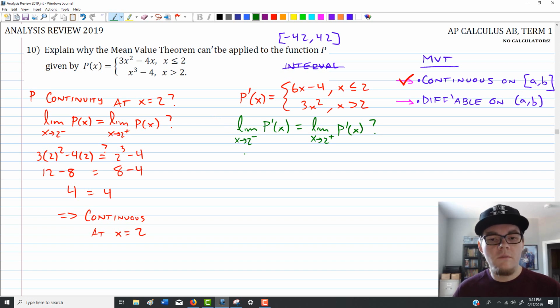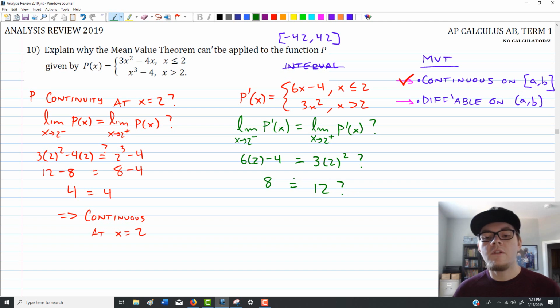So looking at those limits, we're going to have 6 times 2 minus 4. We're checking to see if that's equal to 3 times 2 squared. So it's an open question. We'll have 12 minus 4 is 8. Our question is, does 8 equal 12? Unfortunately, 8 does not equal 12.